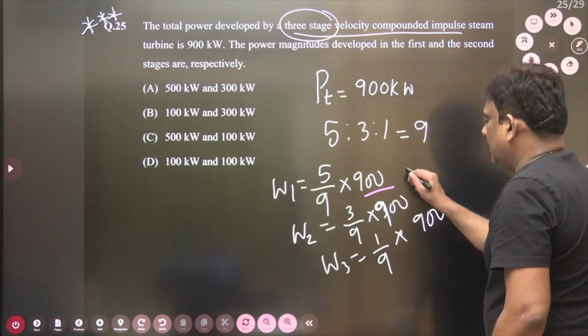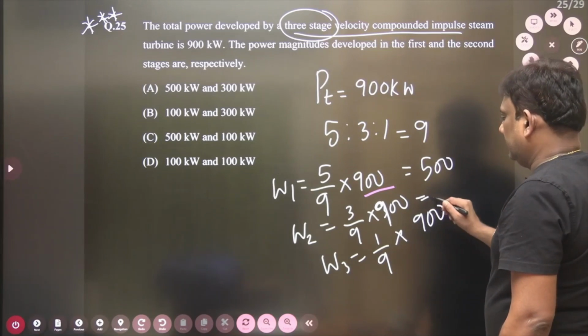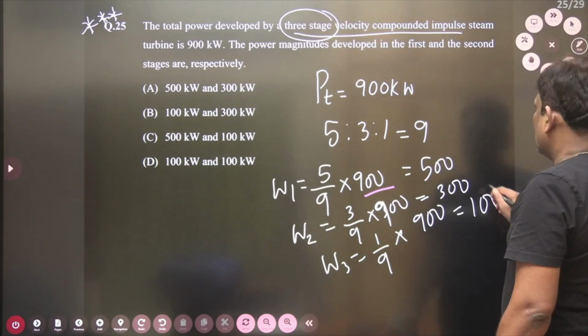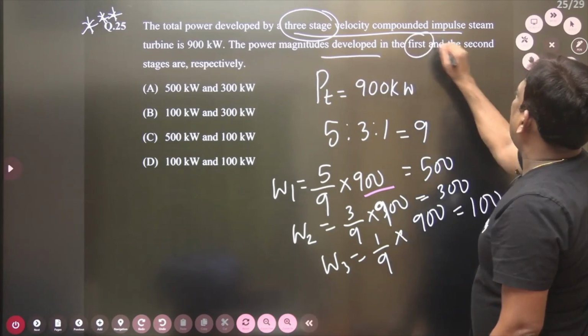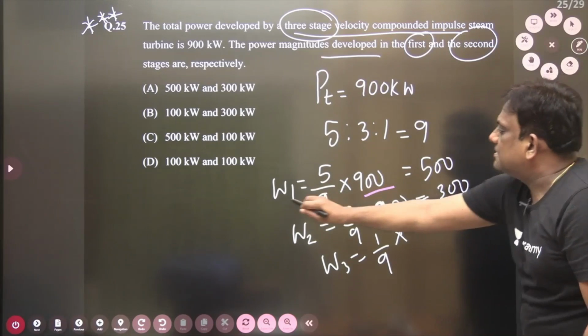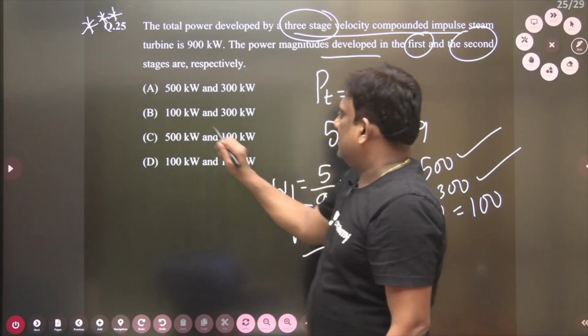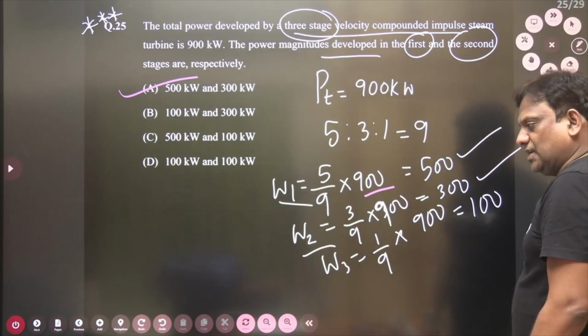Now how much is it? I think this is 500, this is 300 and this is 100. What is being asked? The power developed in the first and second stage. For the first stage it is 500, for the second stage it is 300. Therefore it is 500 and 300. A is the right answer. Wonderful.